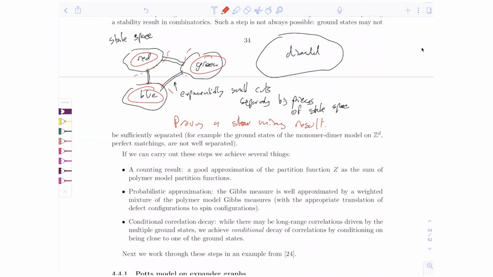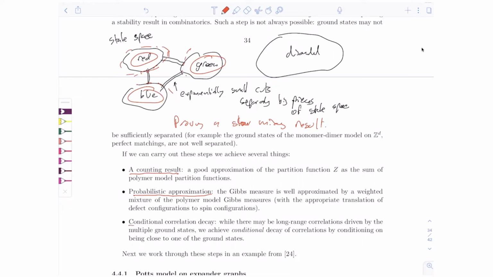And then what do I say here? I say if we can carry out these steps, then we get a few things. The first is we get this counting result. This might be the most useful for combinatorics. We get a good approximation of the partition function as the sum of these partition functions. We also get, in a sense, a probabilistic approximation. The Gibbs measure of the full Potts model is well approximated by flipping a q-sided coin and then picking a random polymer configuration that measures deviations from whichever color came up on the coin.